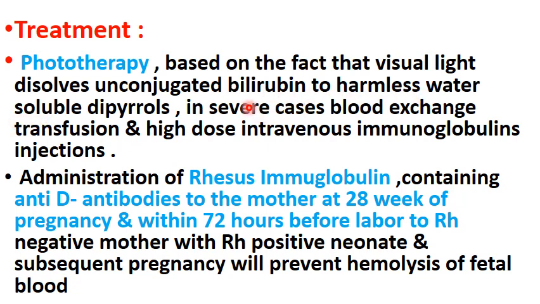In severe cases, when the bilirubin reaches 20 milligram per deciliter or approaches this figure, we have to exchange the blood and at the same time give a high dose of intravenous immunoglobulin injection.